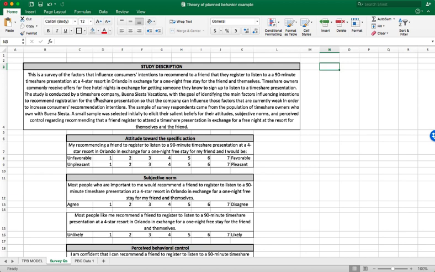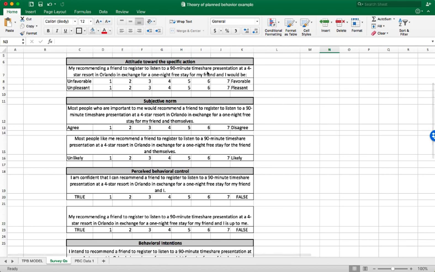The study is conducted by a timeshare company, Buena Siesta Vacations, with the goal of identifying the main factors influencing intentions to recommend registration for the timeshare presentation, so that the company can influence those factors that are currently weak in order to increase consumers' recommendation intentions. The sample of survey respondents came from the population of timeshare owners who own with Buena Siesta. So recall that you have to be very specific about what your population of interest is. And a small sample was selected initially to elicit their salient beliefs for their attitudes, subjective norms, and perceived control regarding recommending that a friend register to attend the timeshare presentation.